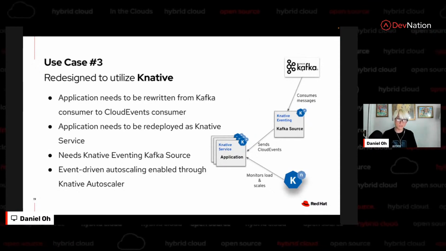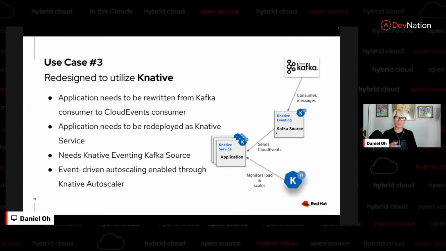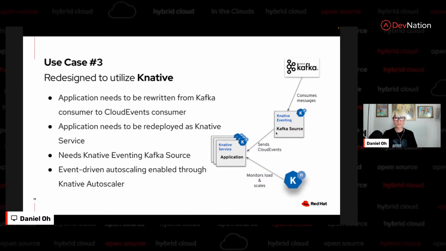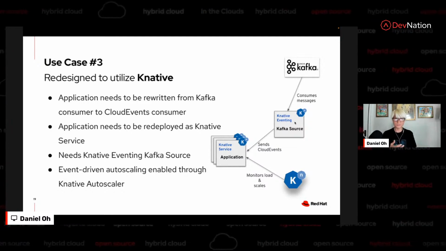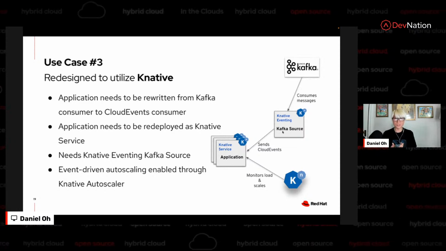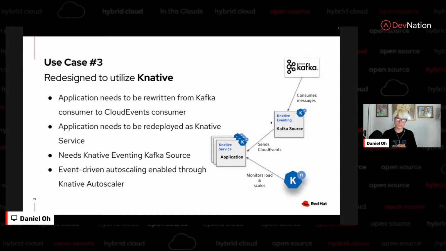So we have a Kafka topic here, and then we need to create the Kafka source, which is one of the integrated features of Knative Eventing with Kafka. When we create the Kafka source, Kafka messages just sink into the Kafka source, and we send them to the actual application, which is the Knative service.